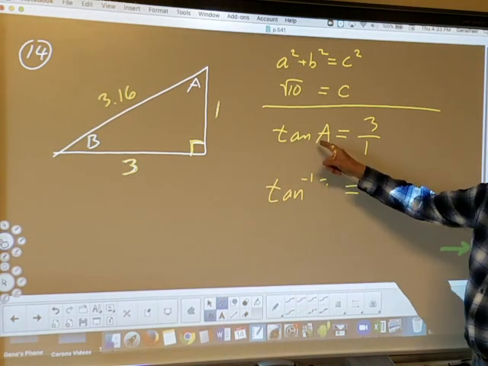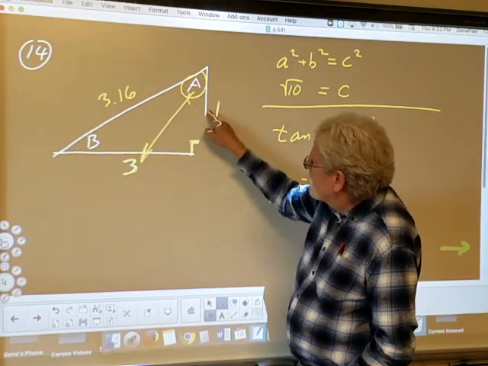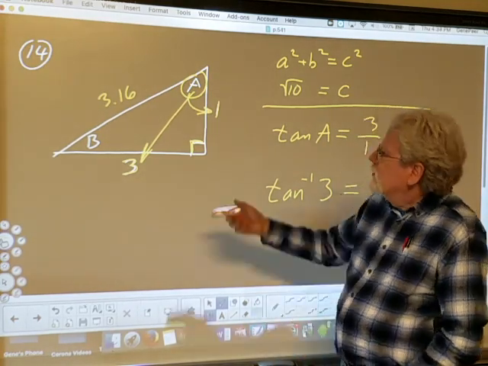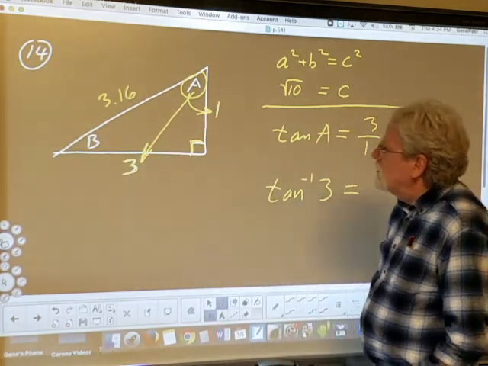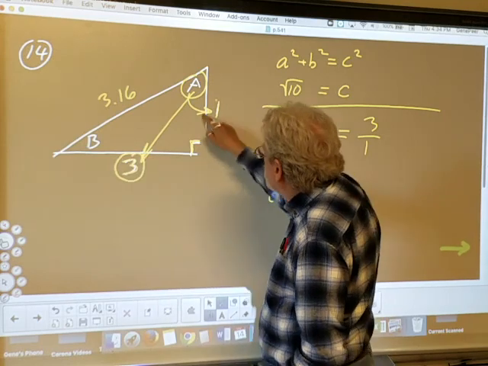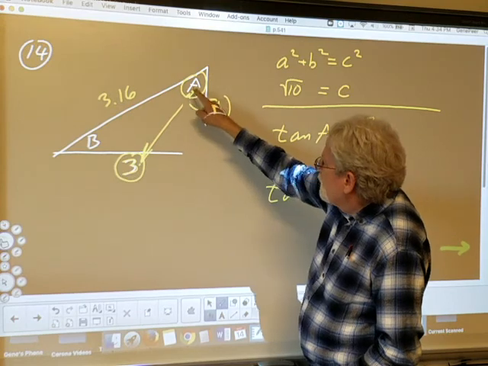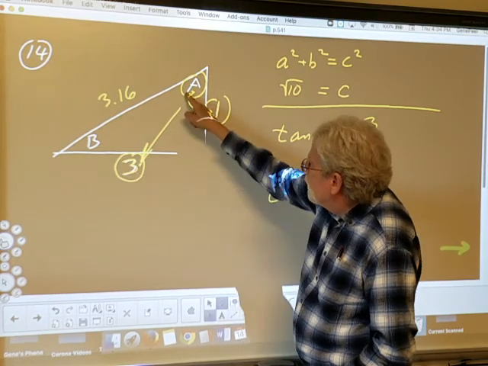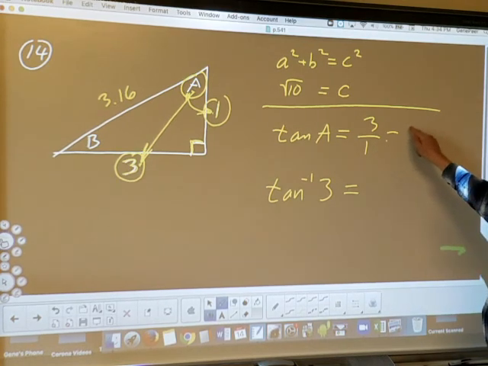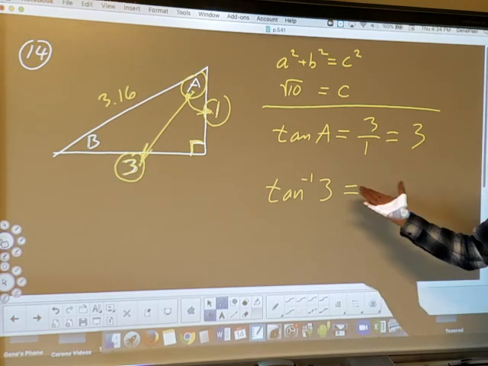Let's use tangent of A. To find A, if I use tangent, I've got the opposite and the adjacent. I don't want to use sine or cosine, because I don't want to have to use an estimated value to do these calculations. I'd rather use exact values. So I will stick with tangent, opposite over adjacent. Tangent of A equals 3 over 1, so that equals 3. So I want the inverse tangent of 3.